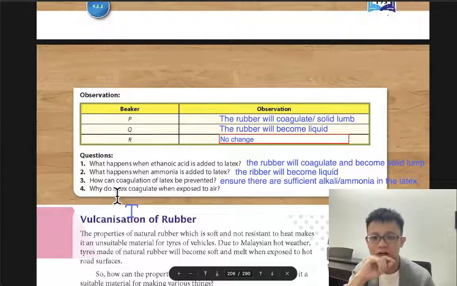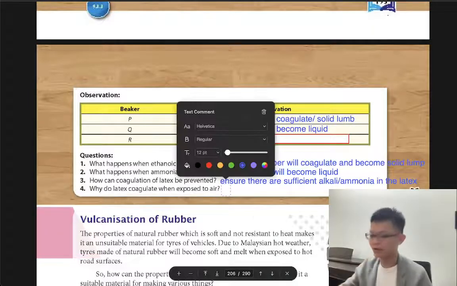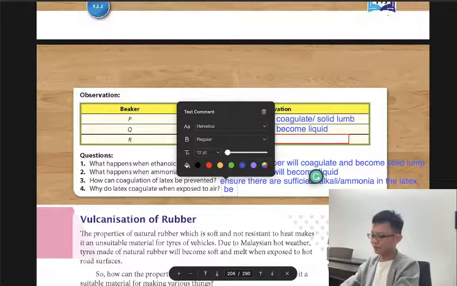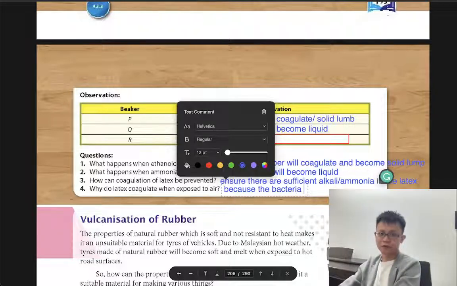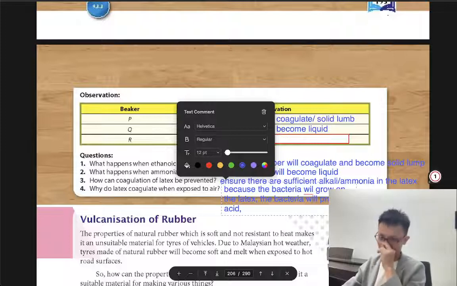Why does latex coagulate when exposed to air? Okay, I already said this many times: because bacteria will grow on the latex. The bacteria will produce acid. Okay, that will be the answer.